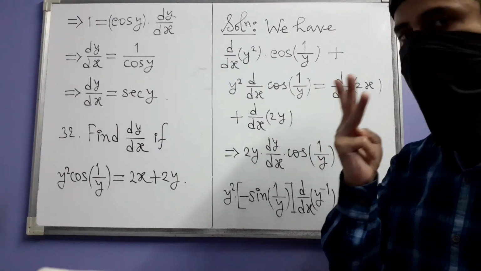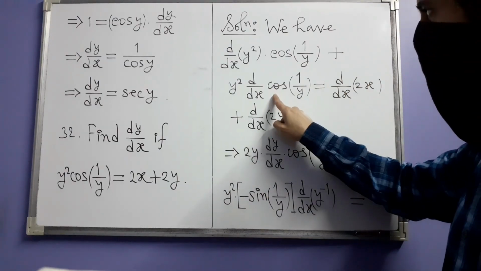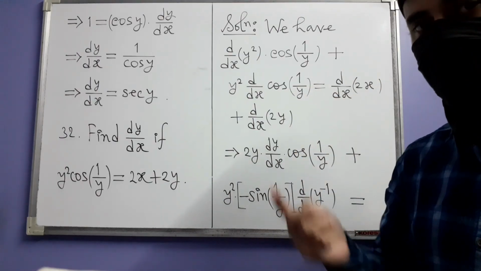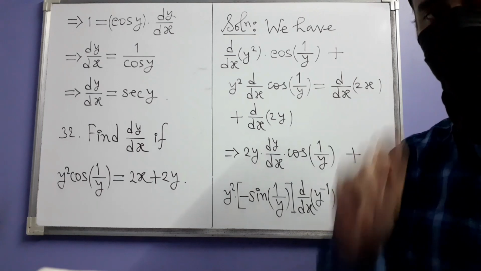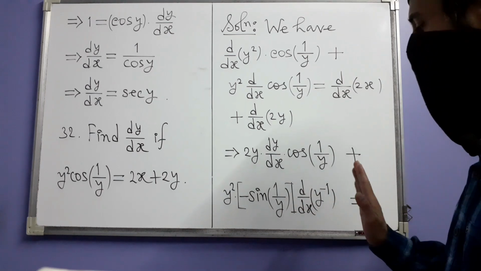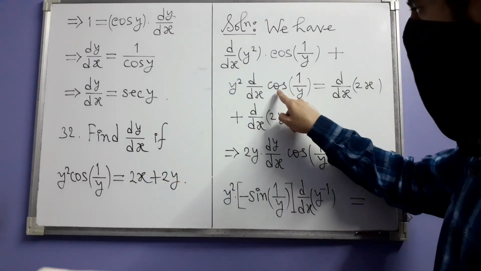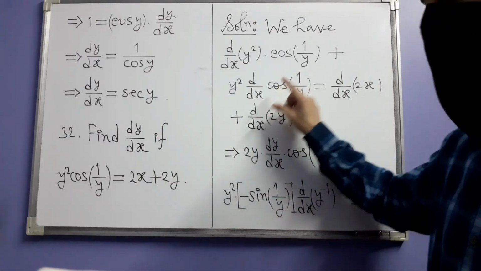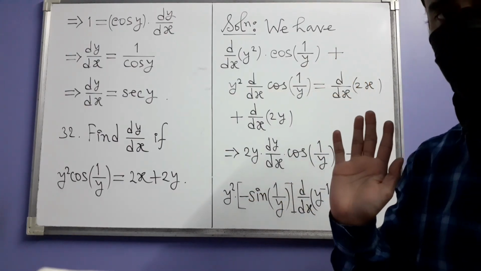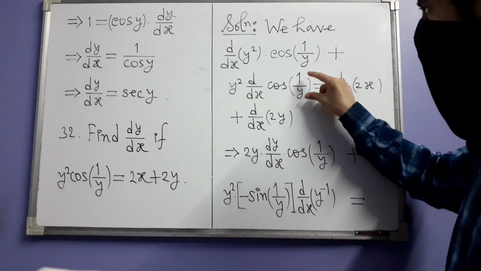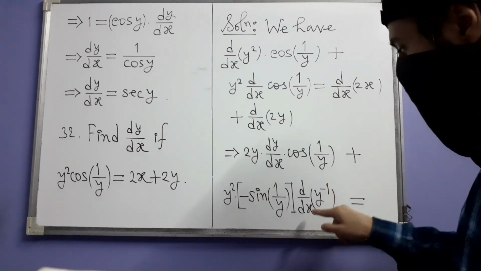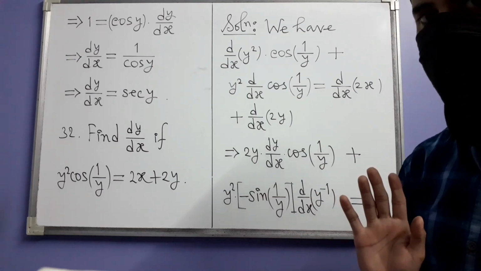Here there are three layers. The outermost is cosine, inside you have another layer, the reciprocal, and inside that reciprocal you have the y, the original layer. So I have decided to do it somewhat slowly, not writing everything at once. First you differentiate the outermost cosine with respect to 1 divided by y, obtaining minus sine of 1 divided by y. And then you multiply that with the derivative of this reciprocal, which you can also write as y to the power minus 1, with respect to x.